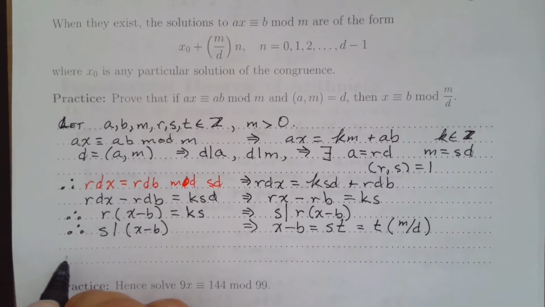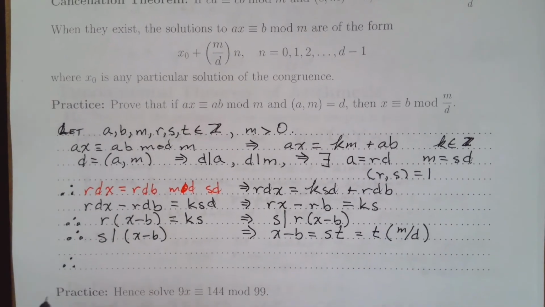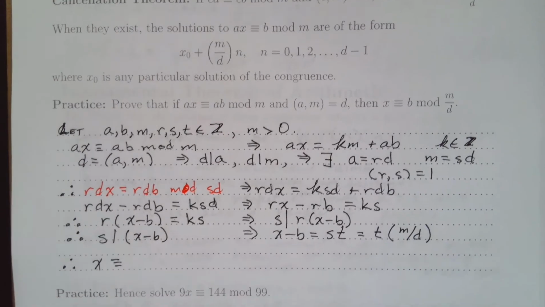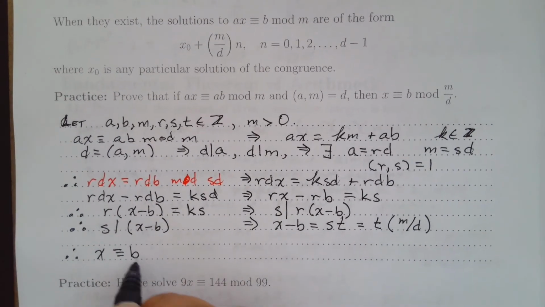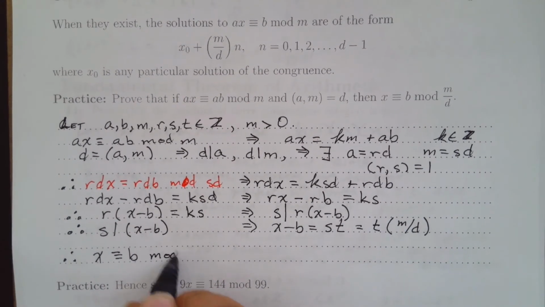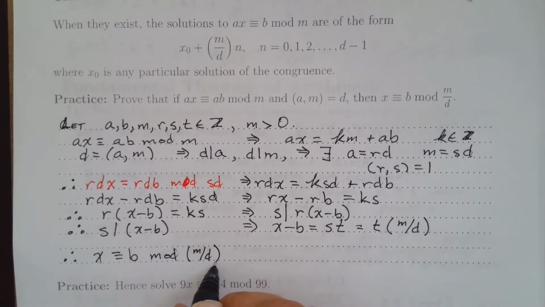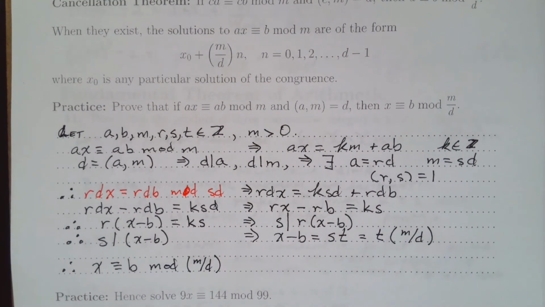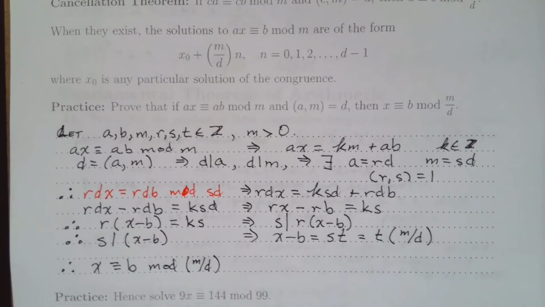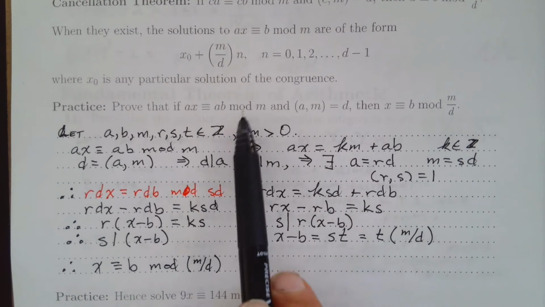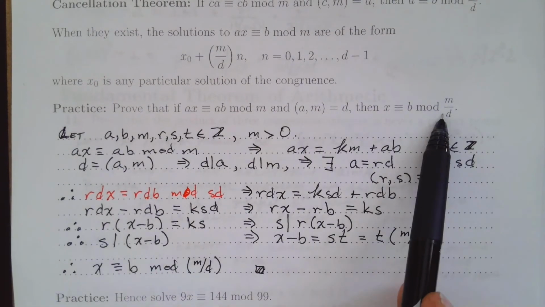So therefore, x has to be equivalent to b mod M over D, which is what we were trying to prove. So this cancellation theorem is true.